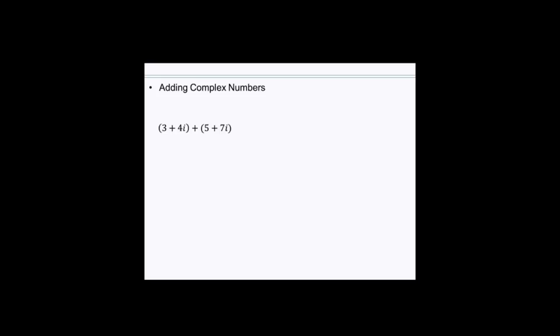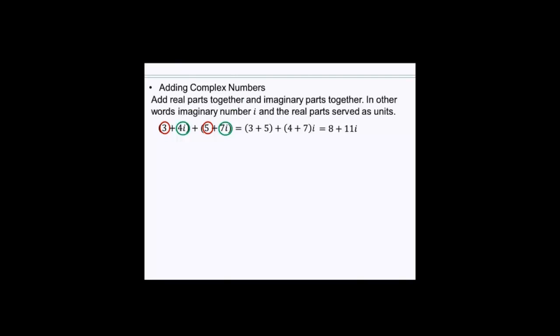So some of you told me that you can add two real parts together and two imaginary parts together to end up with this. So you're going to have 8 for the real part and 11 for the imaginary part. And you are absolutely correct. That is exactly what we're going to do. Add real parts together, imaginary parts together. It makes the most sense.